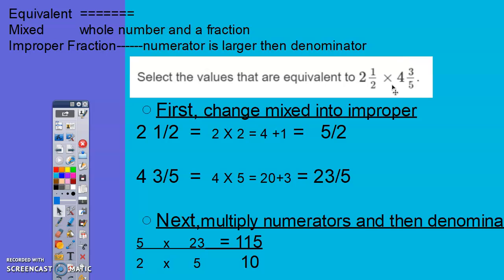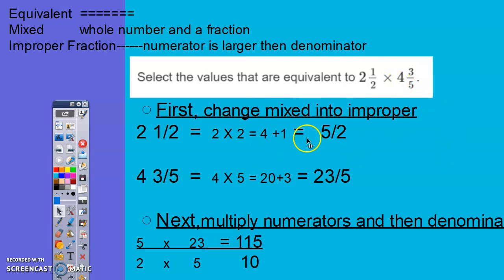A mixed number is a whole number and a fraction. So 2 is the whole number and 1/2 is the fraction, 4 is the whole number and 3/5 is the fraction. An improper fraction is when the numerator is larger than the denominator. If you look right here, 1/2 is a proper fraction, but we need to flip it into an improper fraction in order to figure out our equivalencies. So we're going to select 3 answers that are equivalent to 2 and 1/2 times 4 and 3/5.